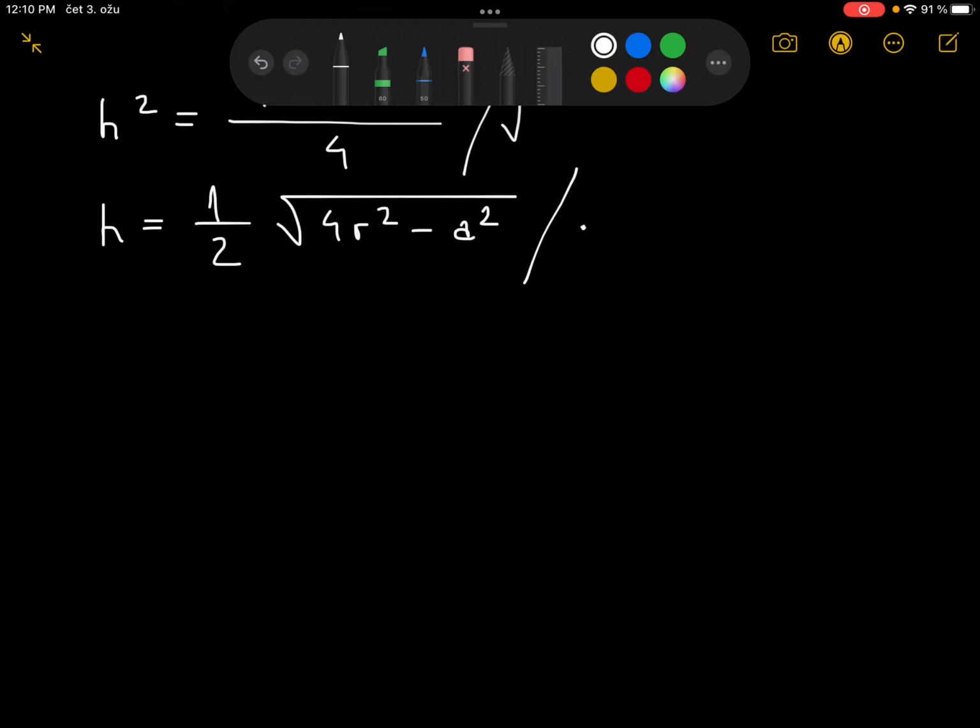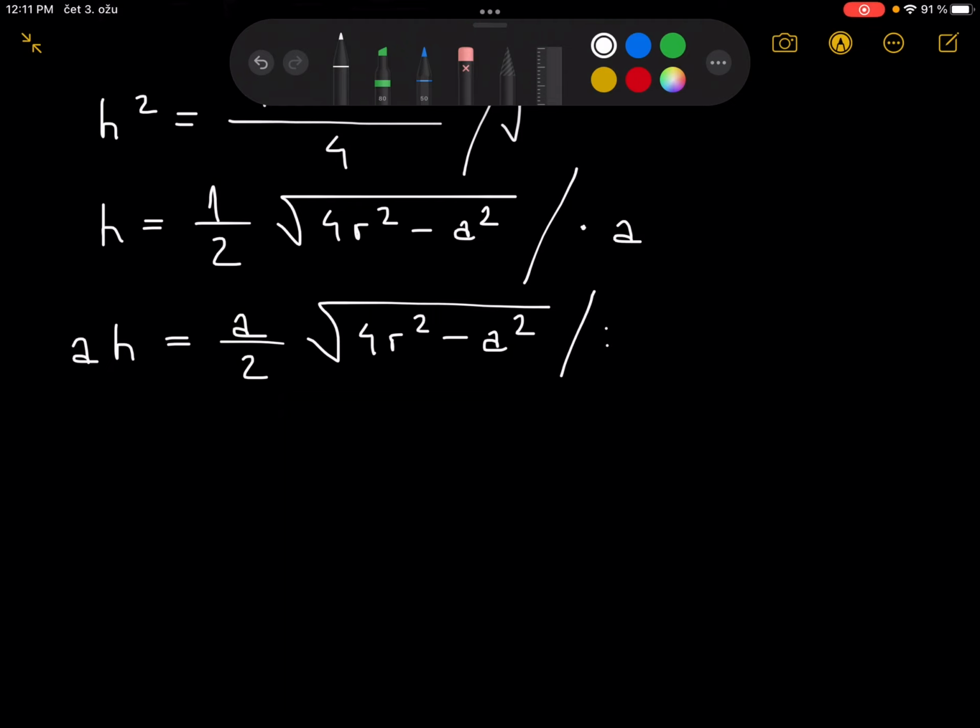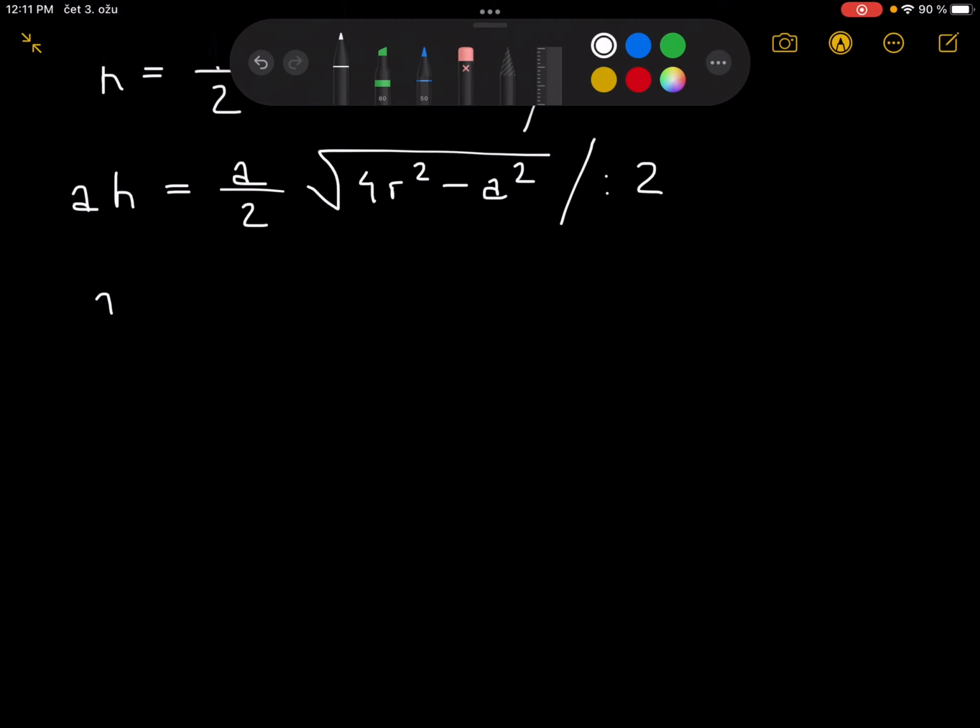Okay, and we know that the side of the triangle that's adjacent to this height is a, so once we multiply both sides by a, we get that a times h is equal to a over 2 times the square root of 4r squared minus a squared. And when we divide both sides by 2, we'll get that ah over 2 is equal to a over 4 times the square root of 4r squared minus a squared.